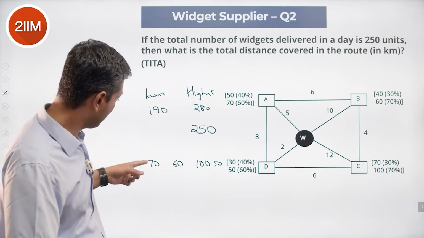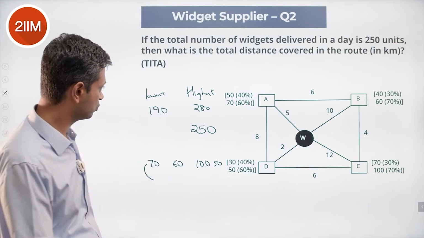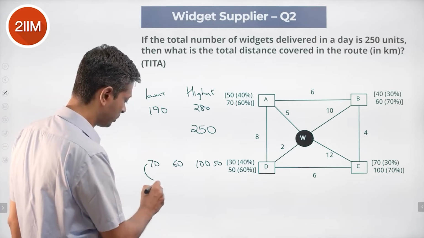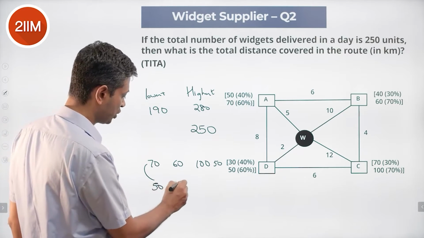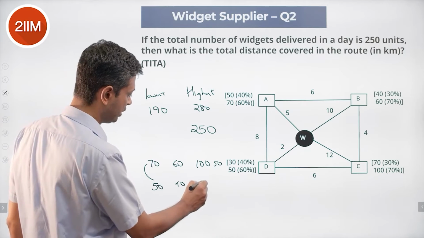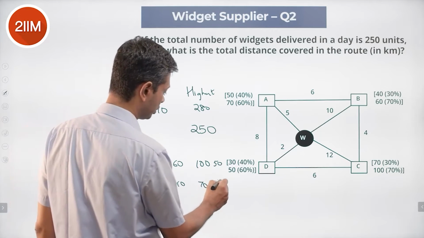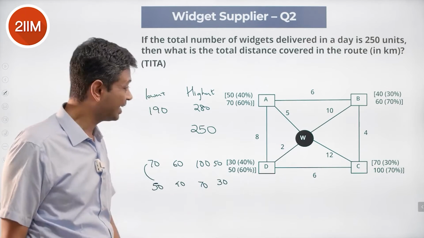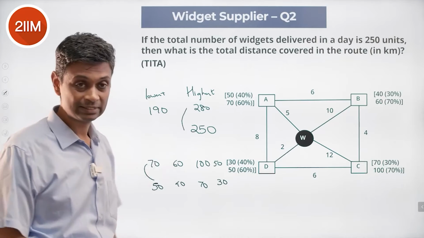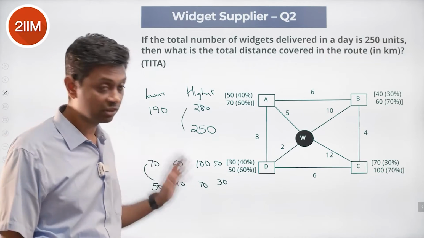Right? So instead of 70, if I have a 50, 70 or 50 is minus 20, 60 or 40 it's minus 20, 100 or 70, it's minus 30. 50 or 30, it's minus 20. I need to do a minus 30. If I go from 100 to 70, it's a minus 30.